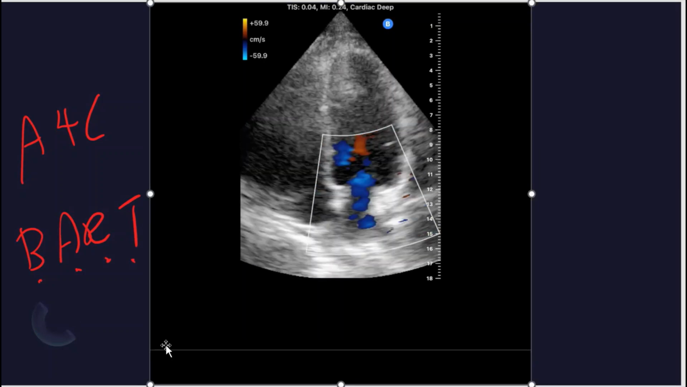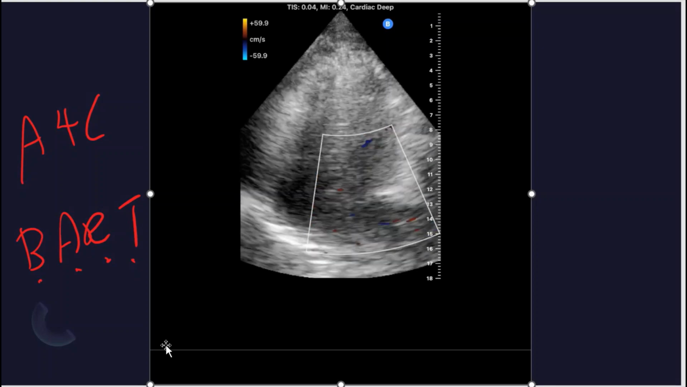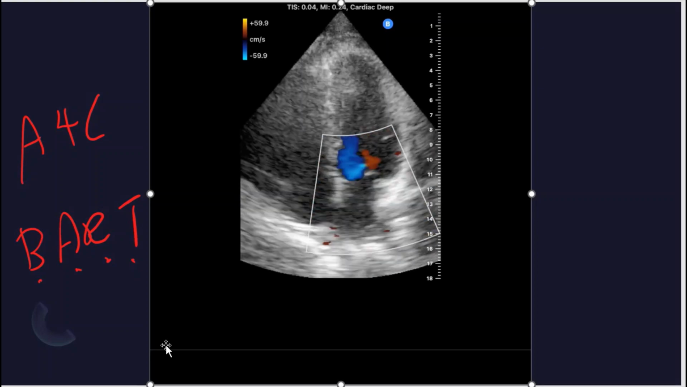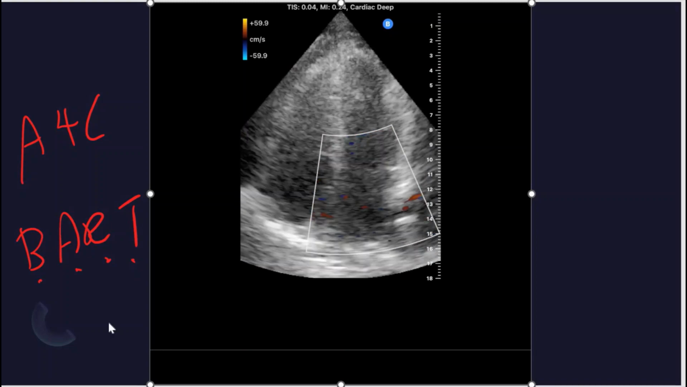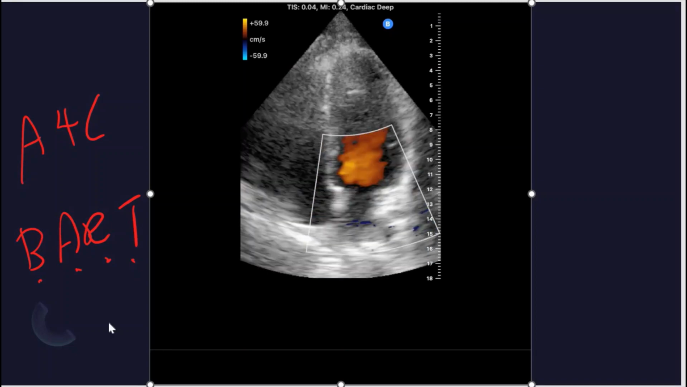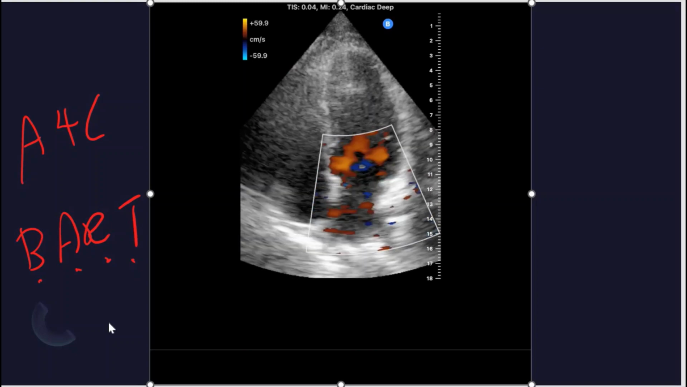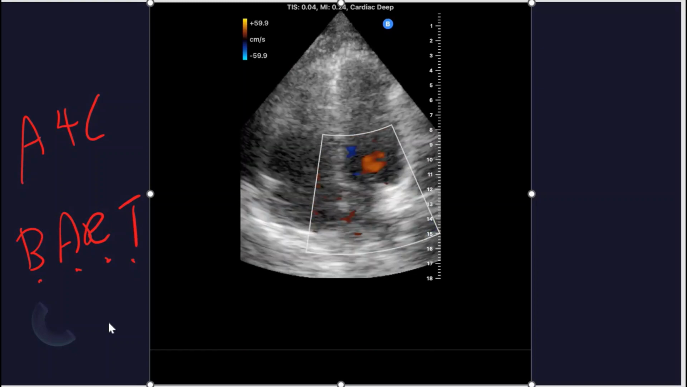As you can see here, when the heart is in diastole, you see the color flow going towards the apex, where the ultrasound probe is, and that's indicated by the color. As the heart is in diastole, the color flow is orange. So that's going towards the probe.